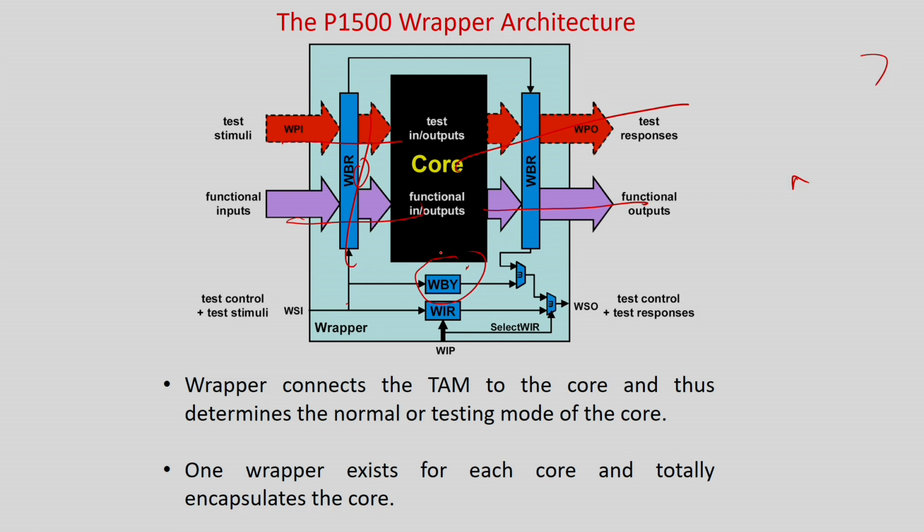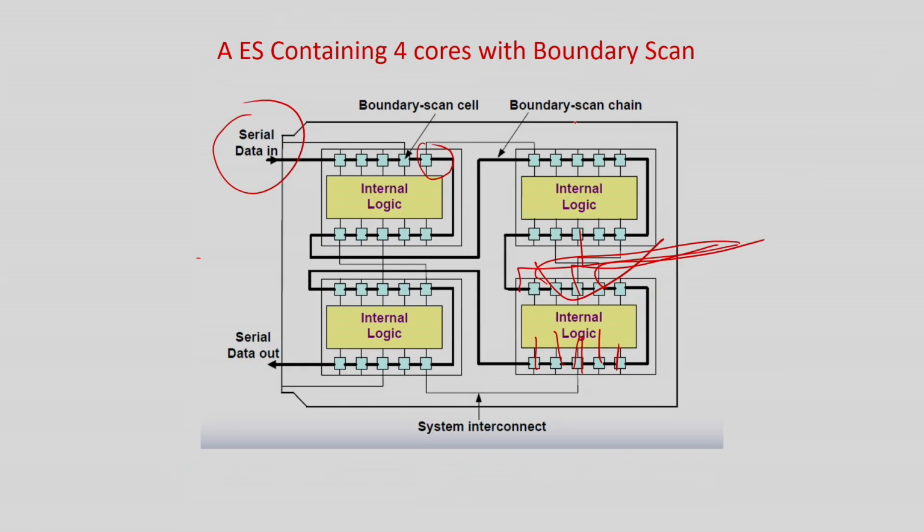There is something called a WBY, which is a bypass register. Why is a bypass register important? Because maybe I don't want to test this chip. Again, I will take this example, it will be clear. Why is it a bypass register and why is it required? Maybe I want to just access this point, and maybe I want to access this point. So should I transfer these values in this manner and then come over here and apply it? Long time. So there is something called a bypass mode.